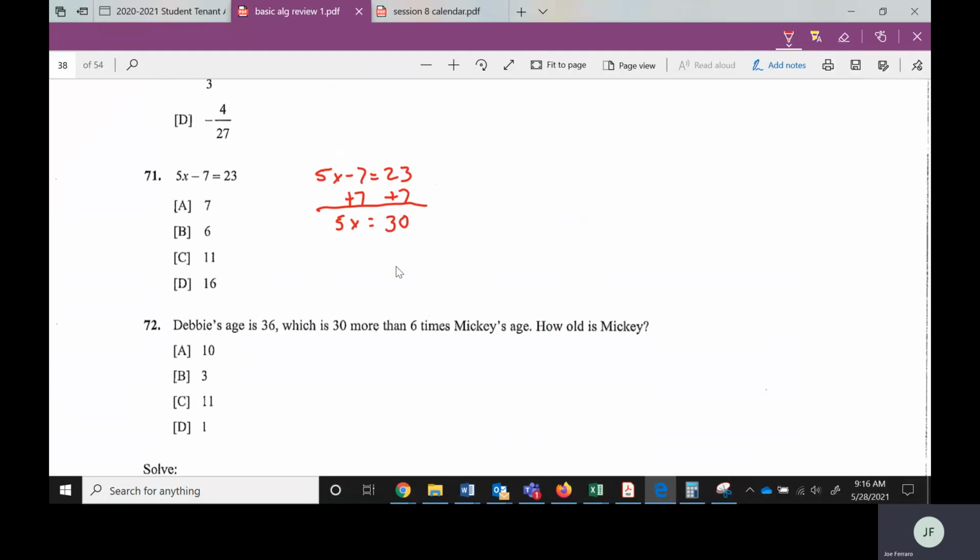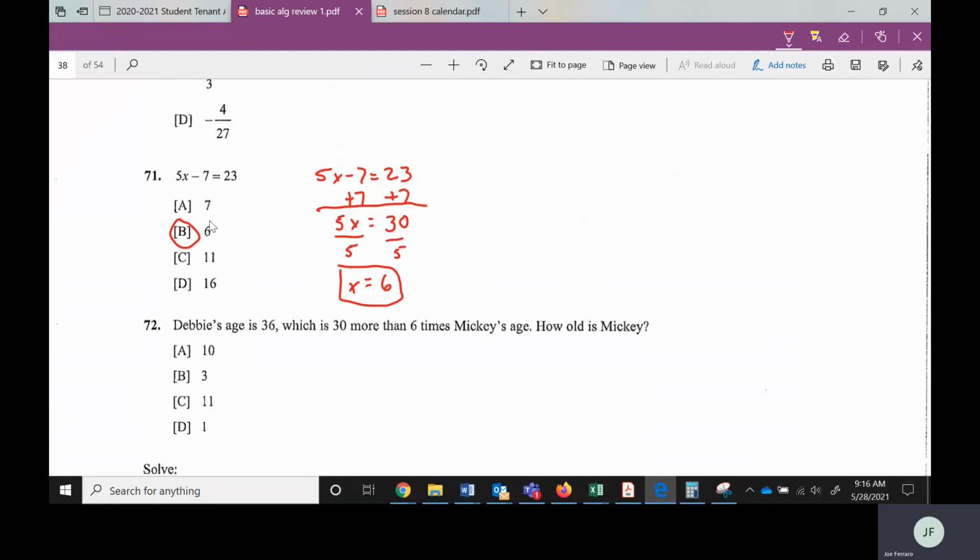Now you might be able to look at this and solve it because it just says 5 times what is 30. Otherwise, x is being multiplied by 5, so to undo that, we divide by 5. These cancel out. 30 divided by 5 is 6.